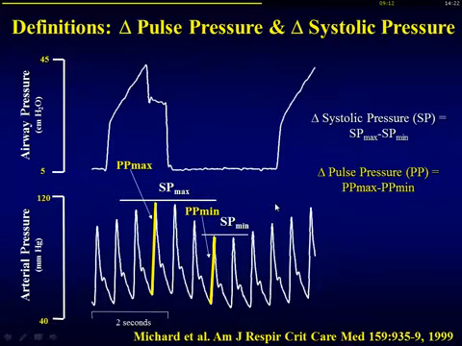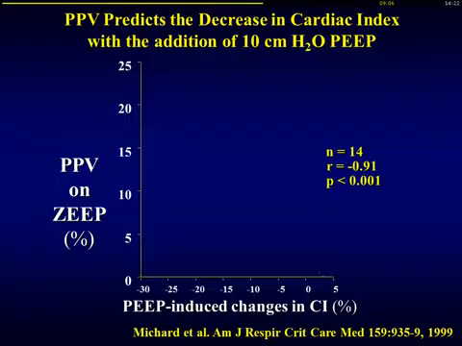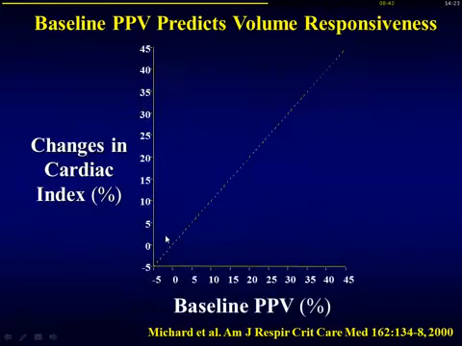So if you look at the maximal pulse pressure divided by the minimal, that's called pulse pressure variation. And what we showed was that when we gave PEEP to patients, if they had no pulse pressure variation, they had no fall in cardiac output if we gave them 10 of PEEP. This is ARDS patients. But if they had significant hypovolemia and you gave them PEEP, their cardiac output fell.